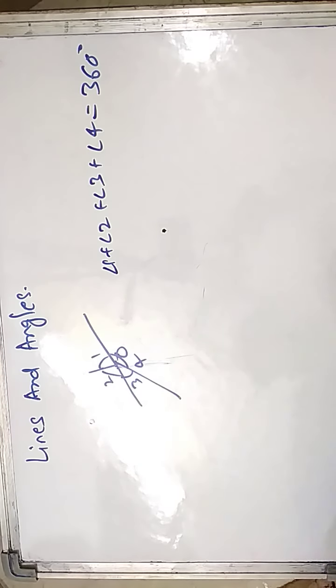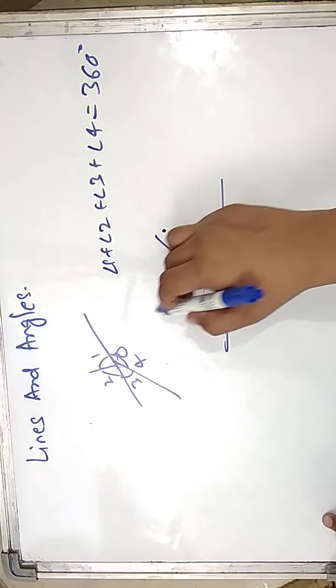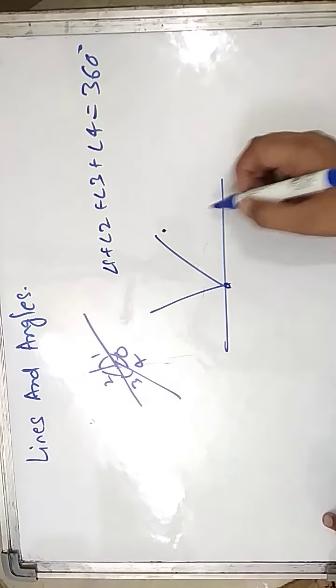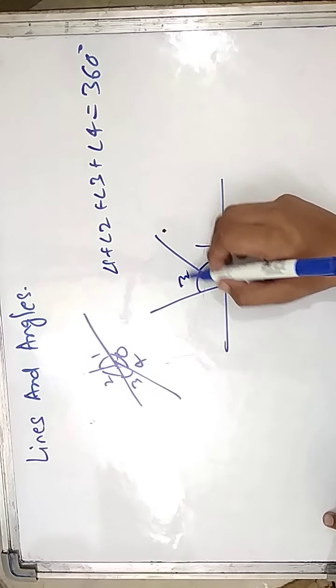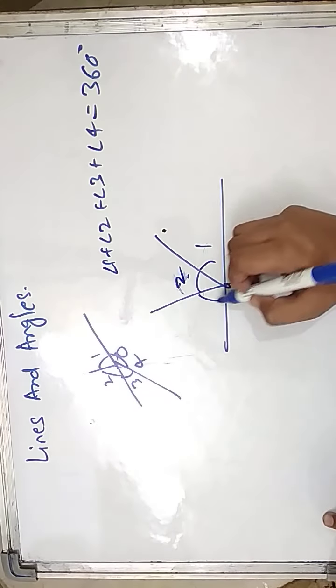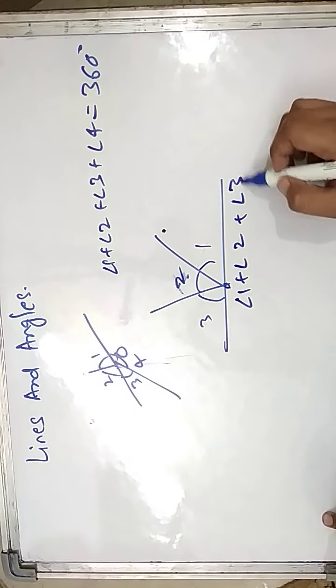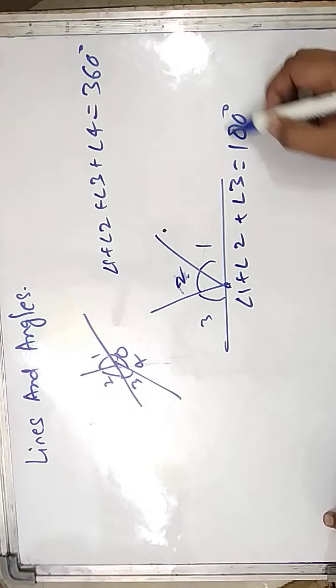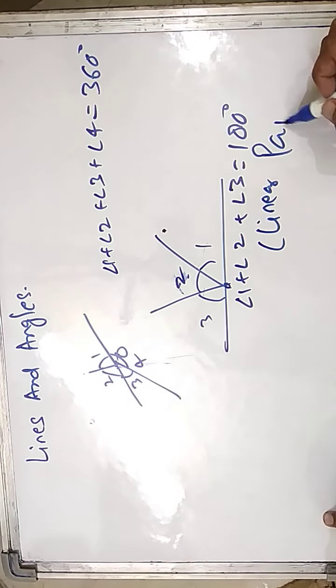Class, the next is on a line. If angle 1, angle 2, and angle 3 are formed at one point on a line, angle 1 plus angle 2 plus angle 3 is equal to 180. This is by linear pair.